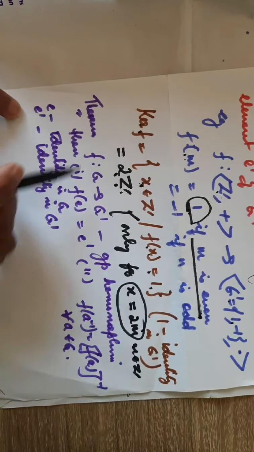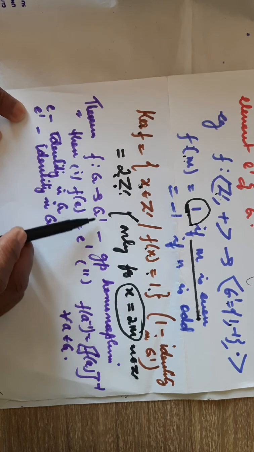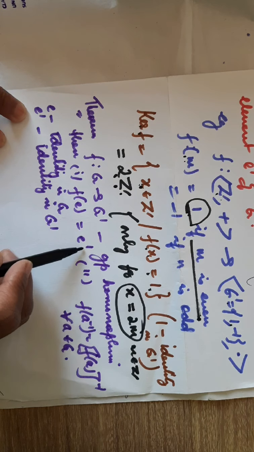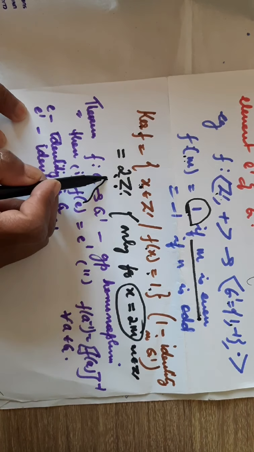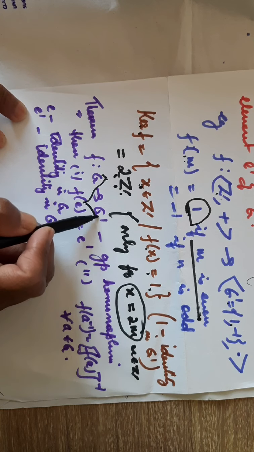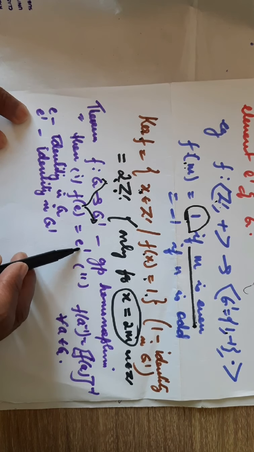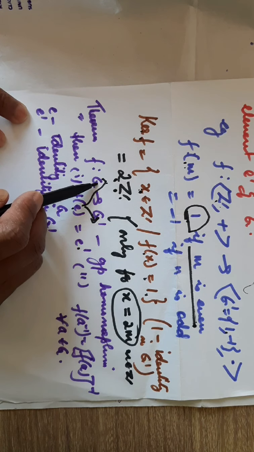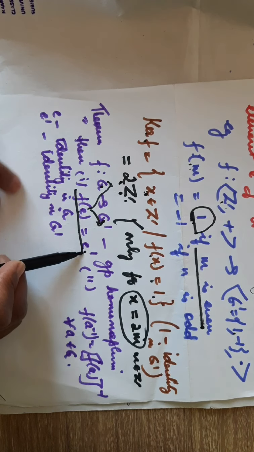Now let me come to this theorem. f defined from G to G prime is a group homomorphism. Then in that case, f of E is equal to E prime. That means the identity E of G will be mapped to the identity E prime of G prime, because E prime denotes the identity in G prime and E denotes the identity of G. So this must be true always.